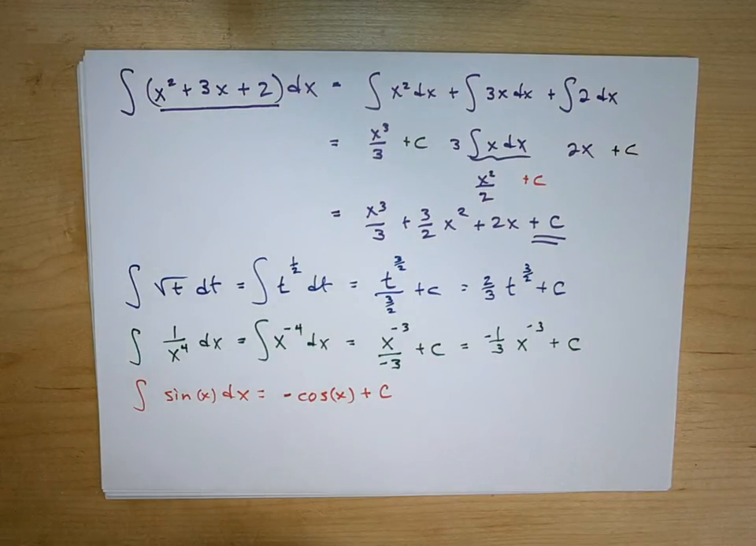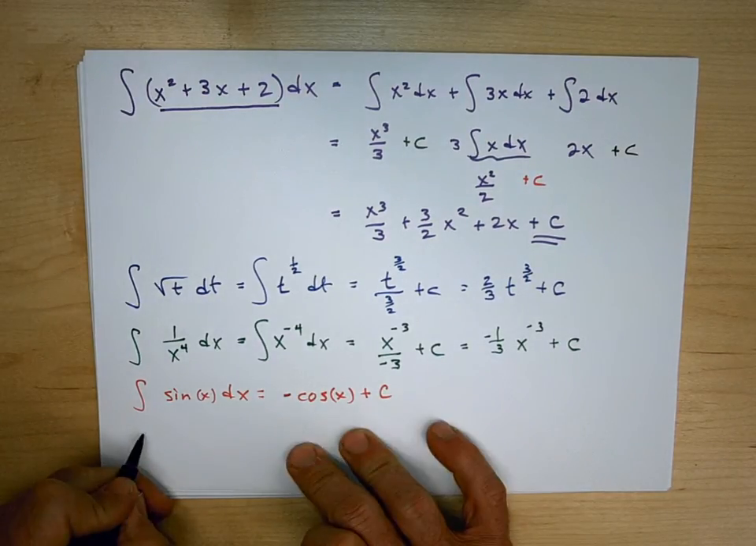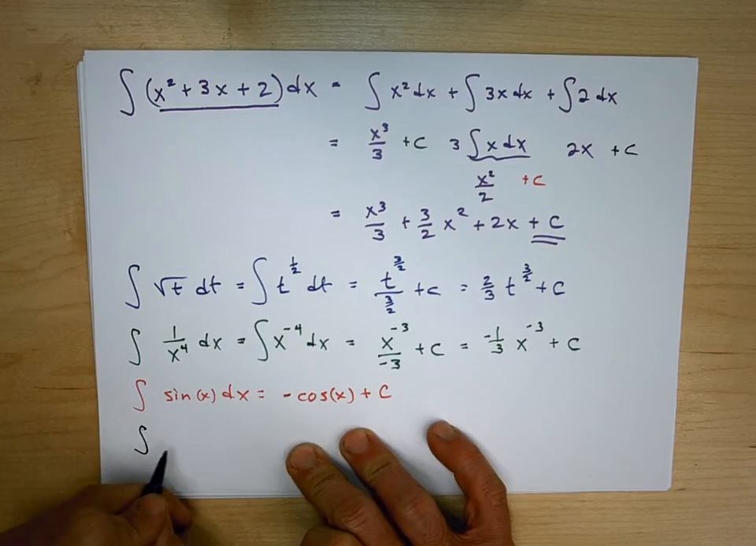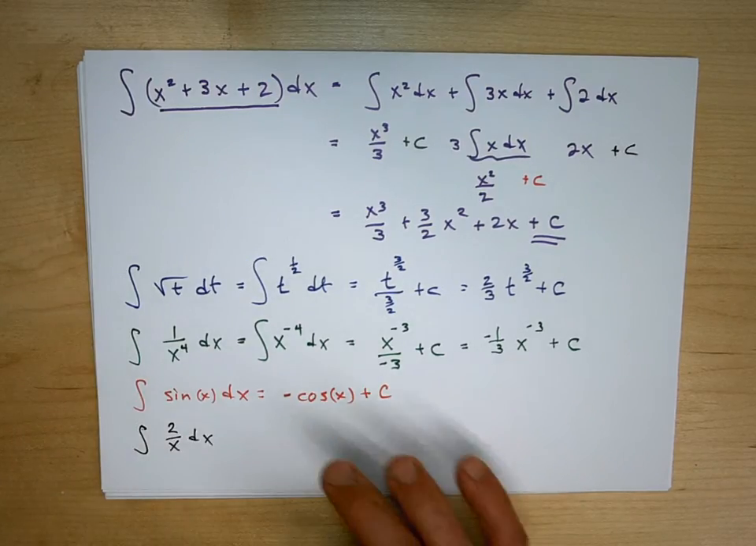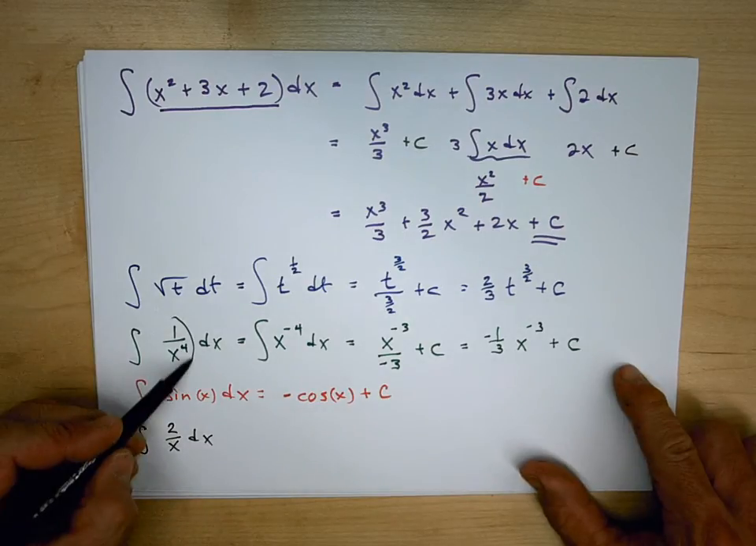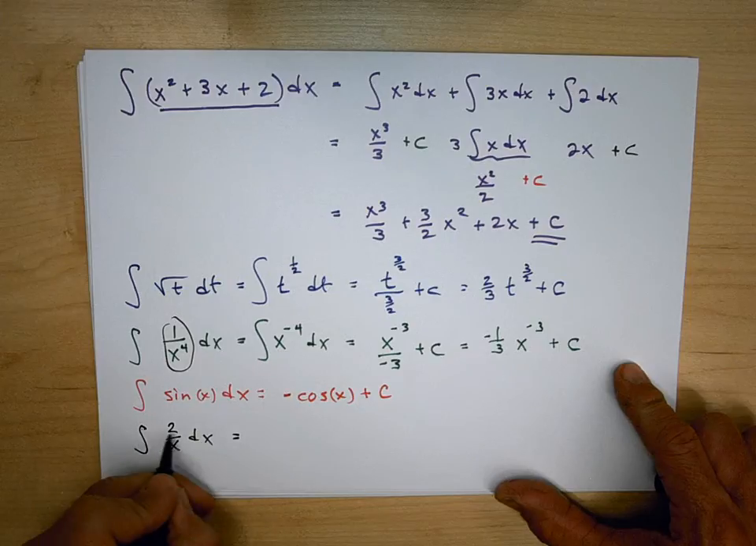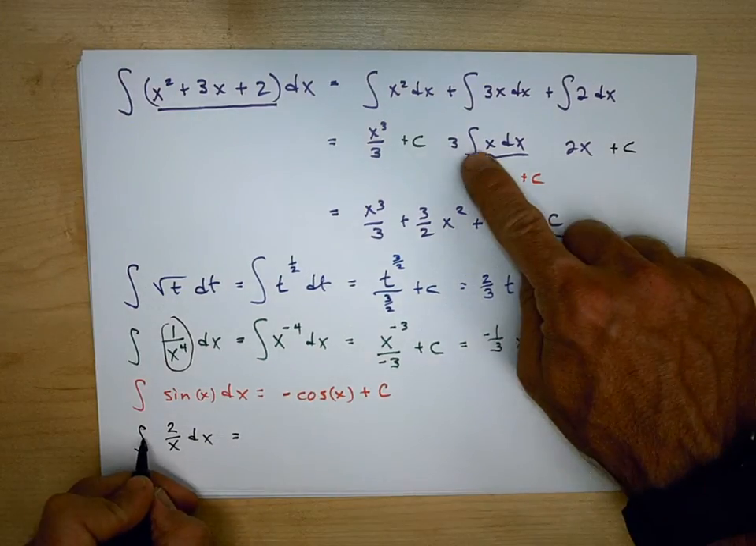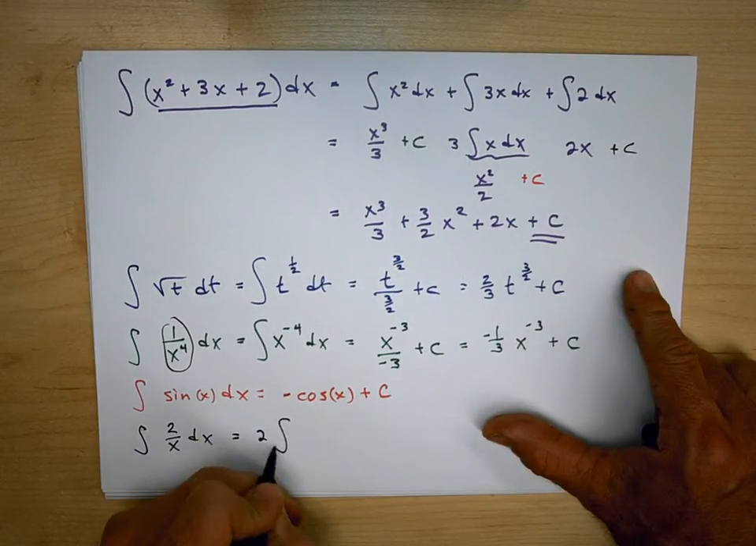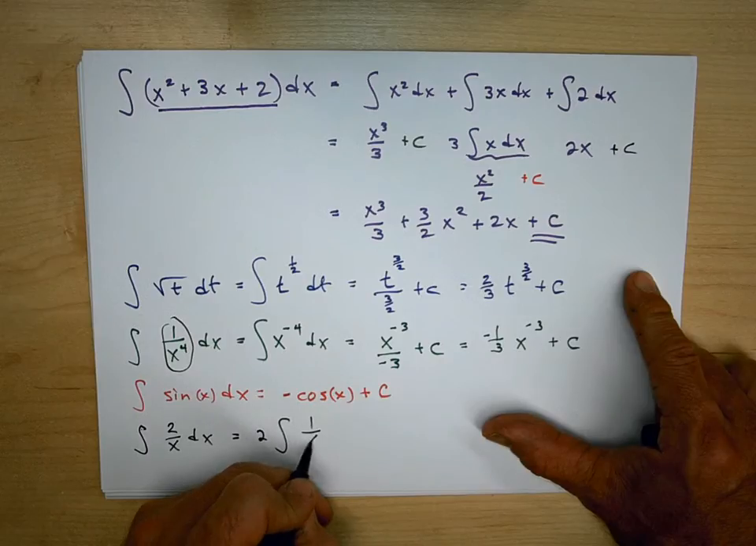Another example, the integral of 2 over x dx. This one's a little bit tricky. It's not like these where I have 1 over x to some power. And why is that? Well, let's first bring the 2 out front like we did up here, so we can kind of see what we're working with a little bit better. It's 2 times 1 over x dx.